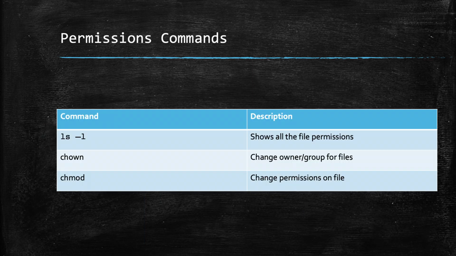So here are a couple commands we're going to be going over. We'll do some examples here. If we use ls -l, we've talked about this before, this is going to show us all of the file permissions. Also, if we use a program called chown, short for change owner, we're able to change the owner and group for certain files. And then chmod is actually going to be how we change permissions for the file. We'll get into more detail here.